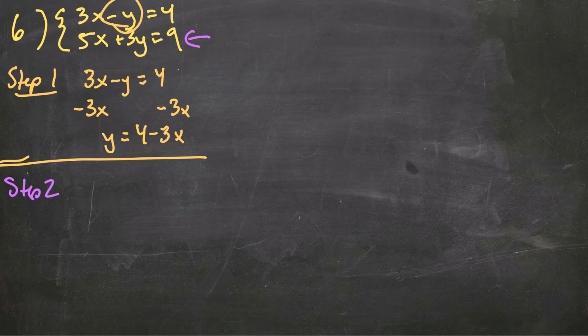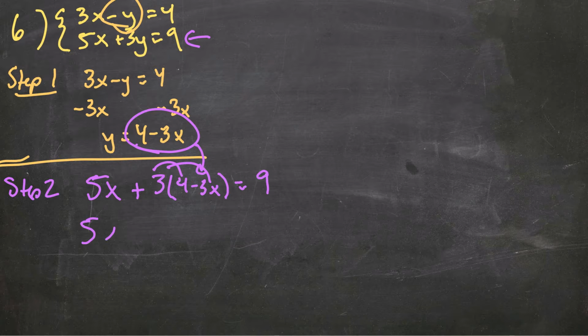Step 2, I'm going to use the bottom equation, so I write 5x. Remember, I circled y in the top. I got y by itself, so I make a big empty space for y, plus 3y equals 9. I put 4 minus 3x in for y. Now I distribute. 5x plus 12 minus 9x equals 9. Combine my like terms. So now step 3.